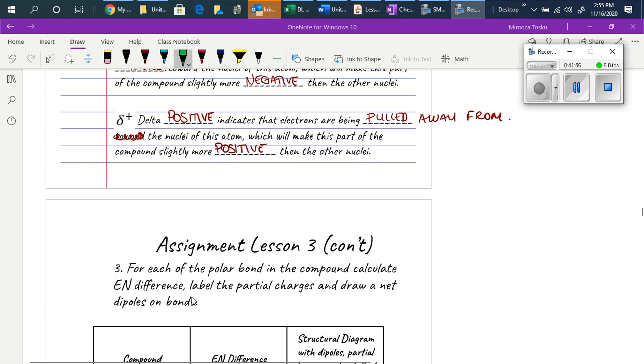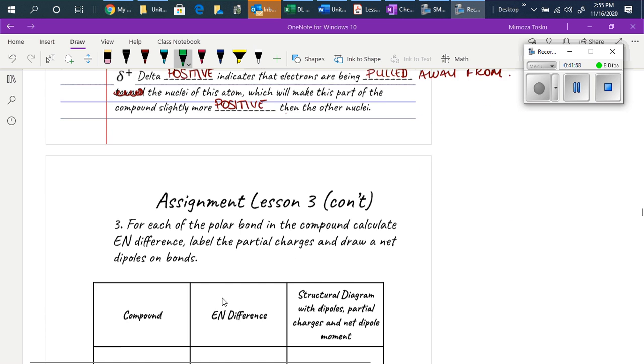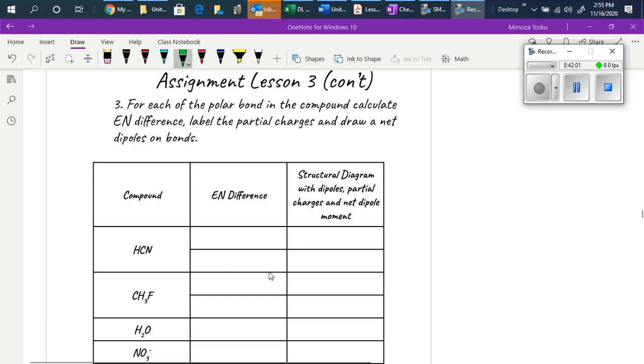So now you can continue with the assignment on lesson 3. What you will see is the electronegativity difference, and then you will draw the dipole partial charges, delta positive, delta negative, and so on. Before you start completing this assignment, I will show you one more example. So let's suppose that we have SH2.